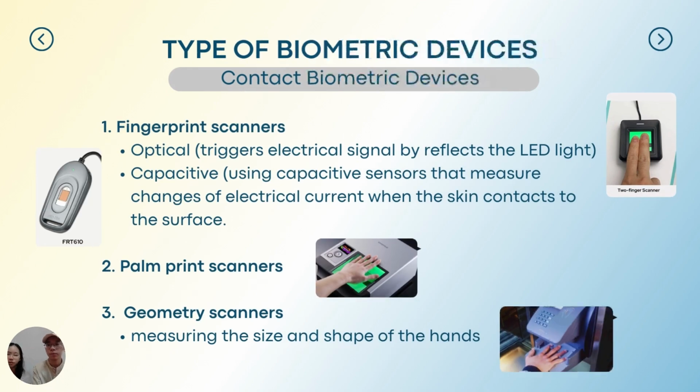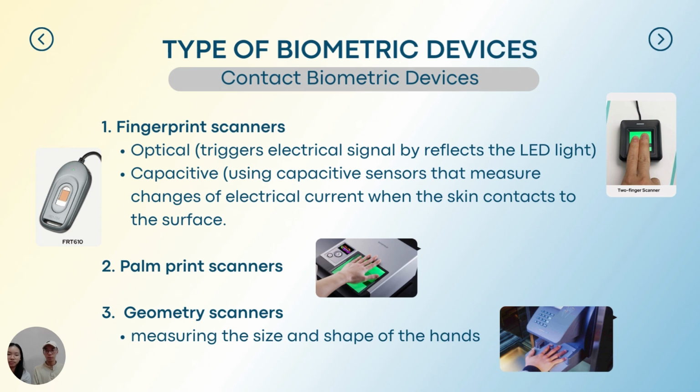So now there are a few types of biometric devices. The first one is the contact biometric devices. As you can see, these are devices that require contact with the individual to carry out verification. For example, the most commonly used fingerprint scanner. There are also two types of scanner. One is optical and another one is capacitive, which is the device on the left side. The optical scanner uses LED light for the reflection of the fingerprint, while the capacitive scanner works when the skin of the finger contacts it. The scanner will measure the change in electric current and then it will compare and identify.